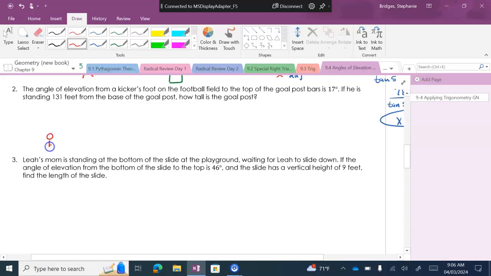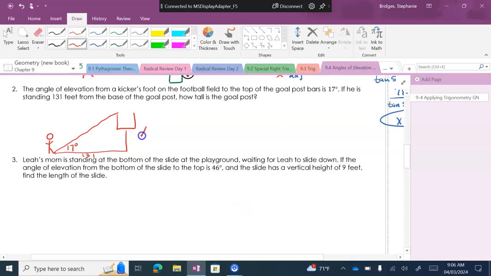All right, so I'm going to draw my person, my kicker. And then I'm going to draw my goalpost. Where do you kick the ball from? The ground, right? Okay. So it says that he is standing how far from the goalpost? Okay, so down here at the bottom, that's going to be 131 feet. And then it says his angle of elevation to the top of the goalpost is how many degrees? 17. And it's wanting to know how tall the goalpost is. So what do I call the vertical part over there?